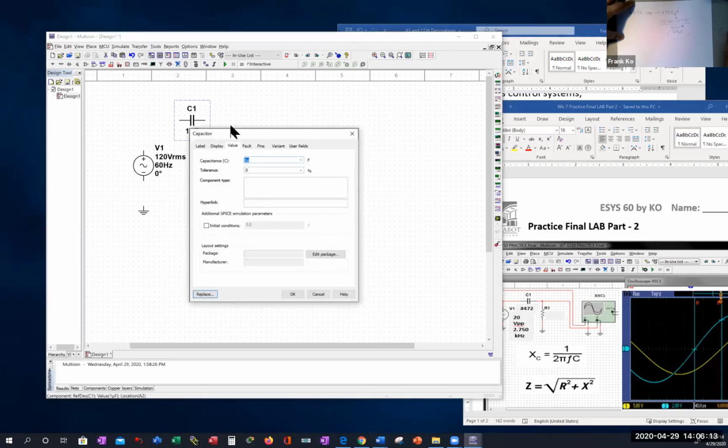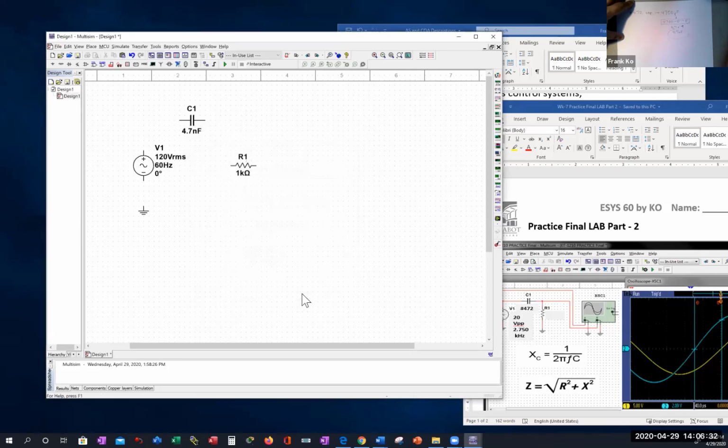Give it a moment. And where the capacitor value comes up, it shows a 1 micro. I'm going to take that out and type in 4.7 n, not caps, lowercase, and then hit OK. So now I have 4.7 nanofarads. Are we good with that so far?